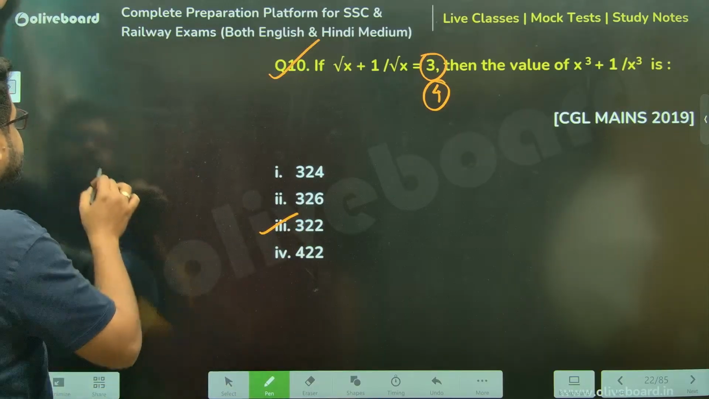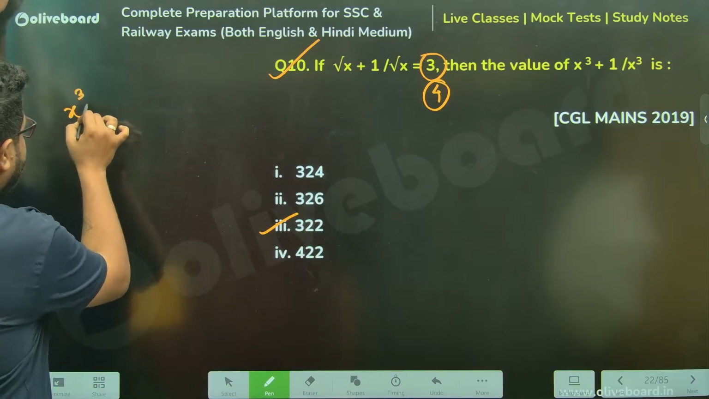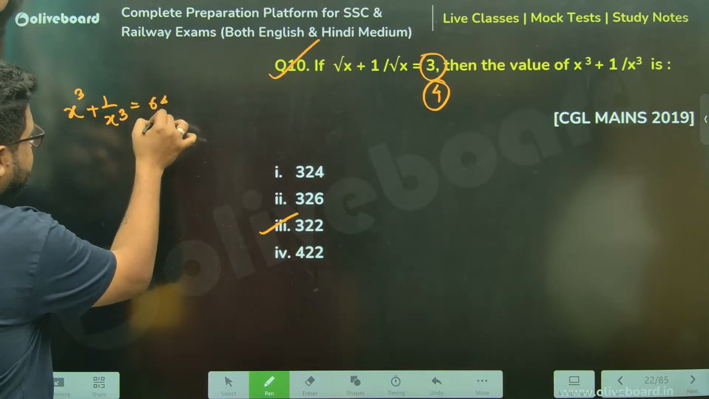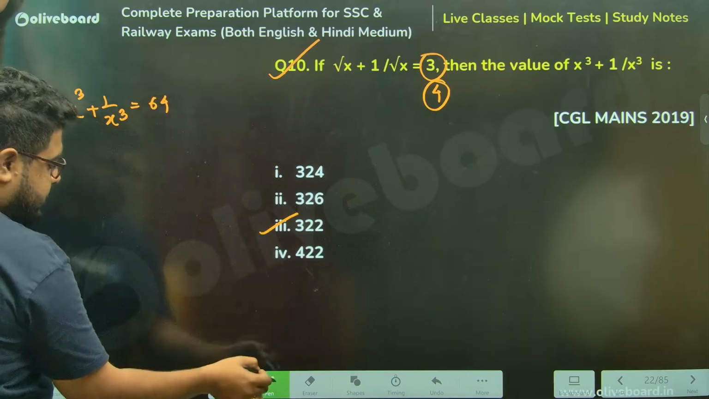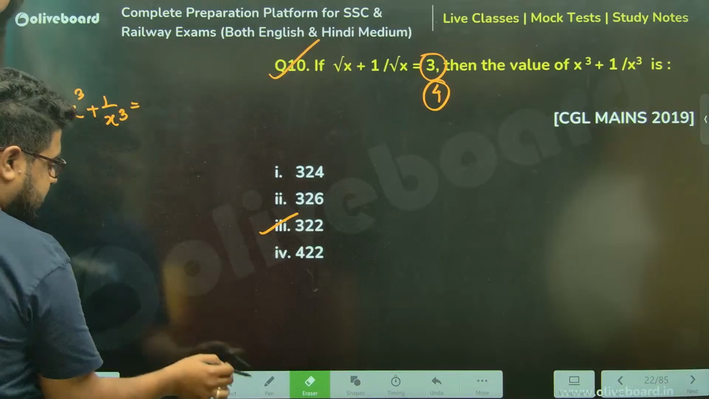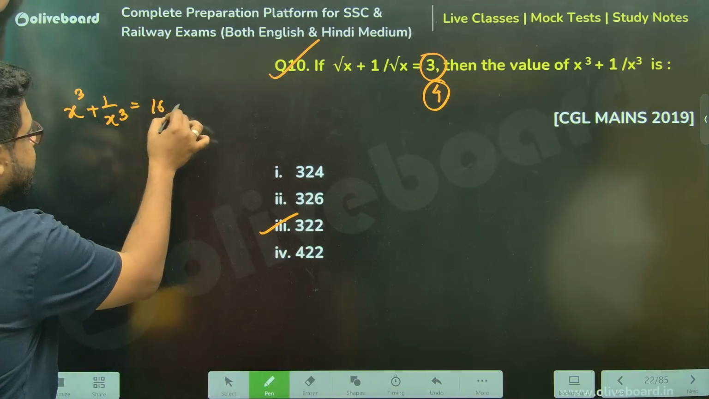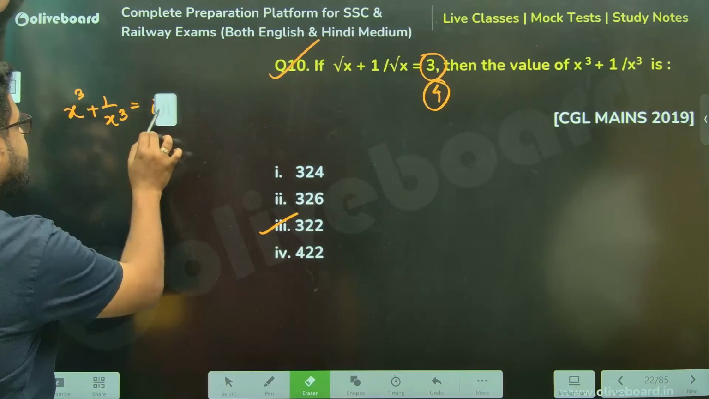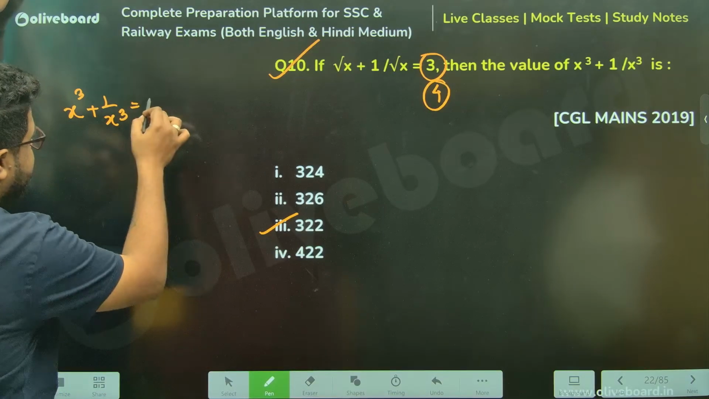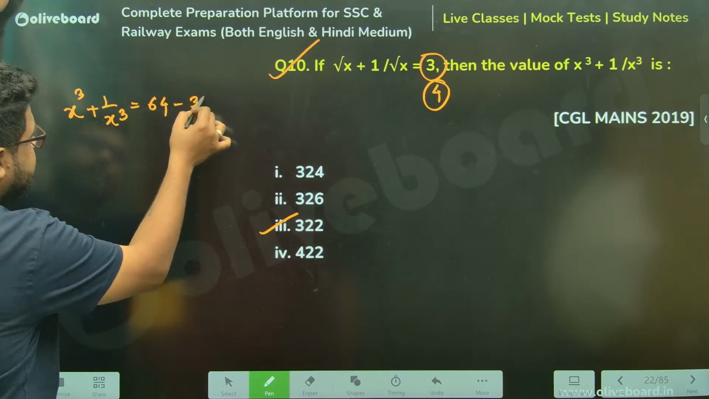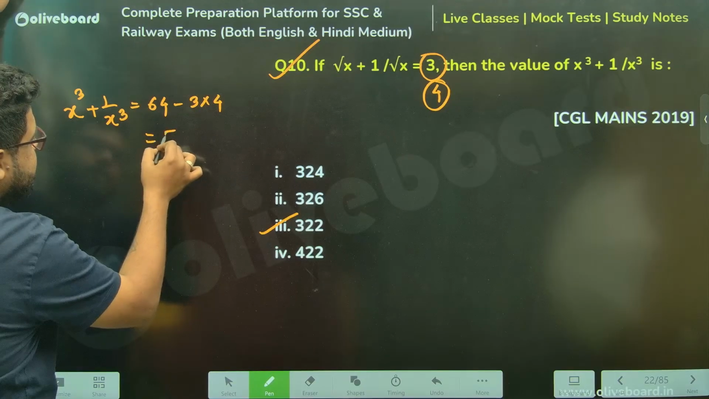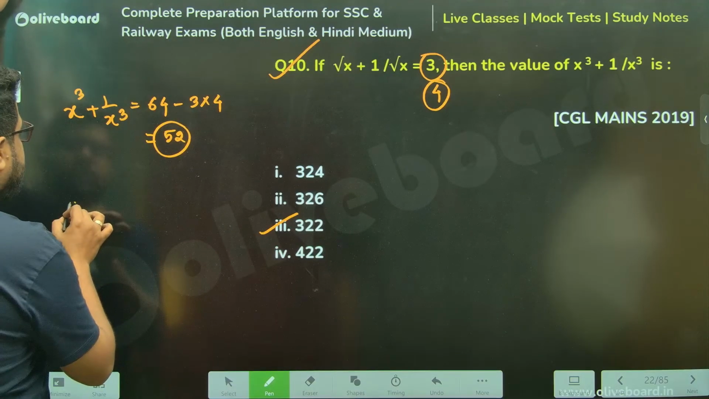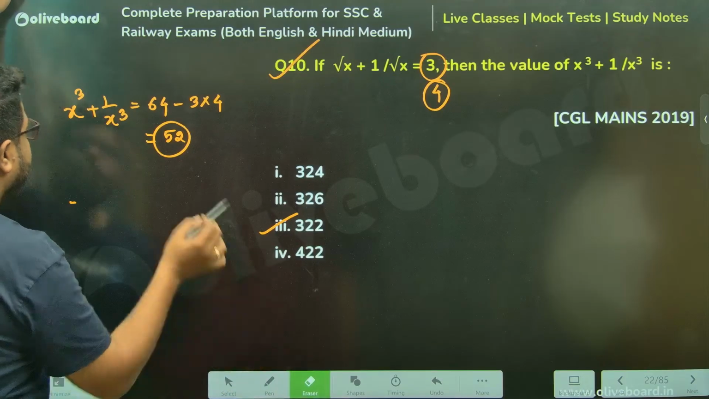324, if it is 4, sir, then x cube plus 1 by x cube will be 64, sorry, 64 I'm writing, 64 minus 3, sorry, p cube, I've written it correctly, minus 3 into 4, sir, which is 52, sir. So, achha, this is not x cube, huh?